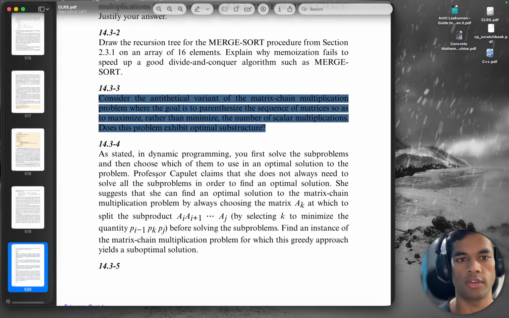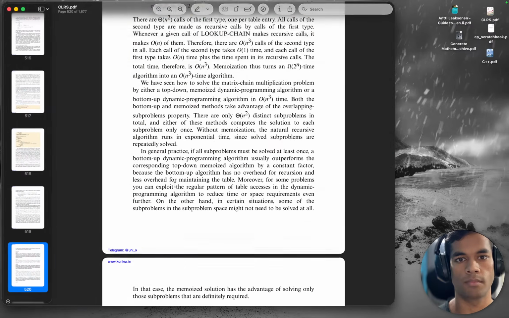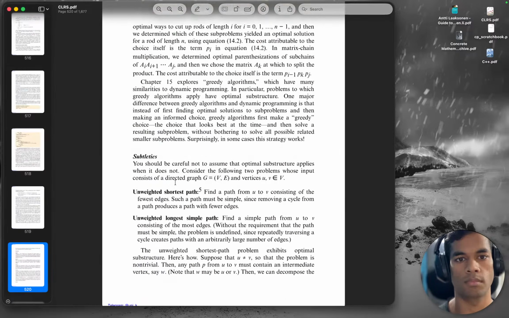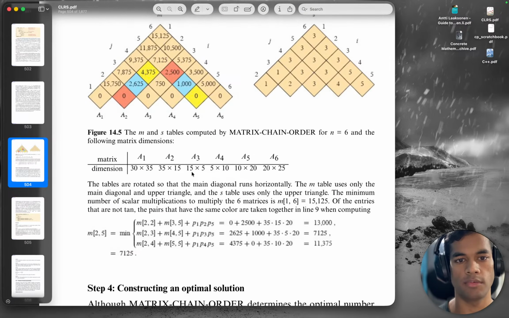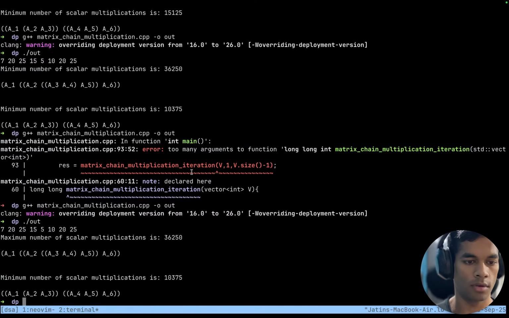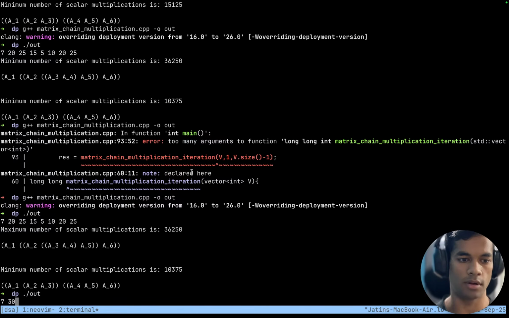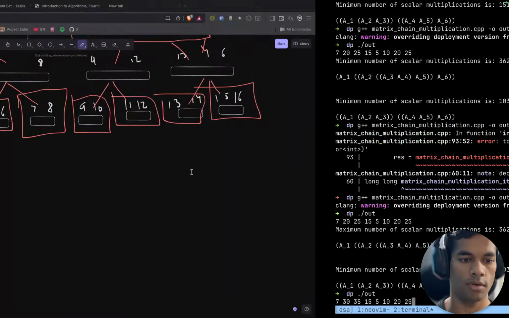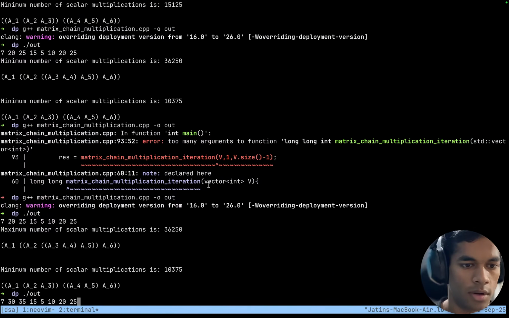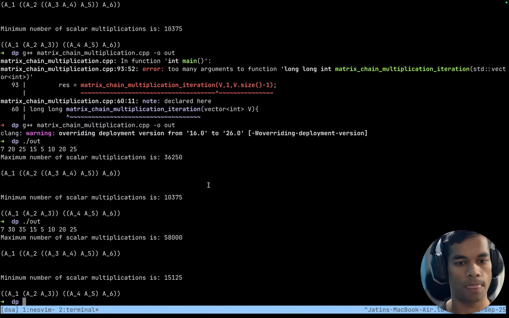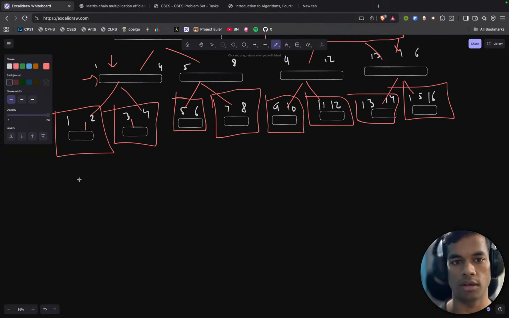Okay, what was the original input to the question? These 30, 35, 15, 5, 10, 20, 25. There are 7 numbers: 30, 35, 15, 5, 10, 20, 25. And yes, so I was inputting the wrong number. But yeah, the things do not overlap, so we will get the right answer, and the substructure is optimal.